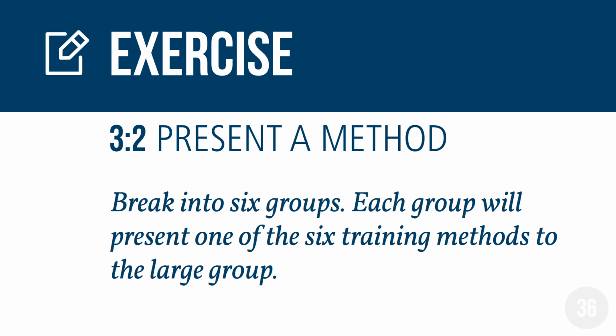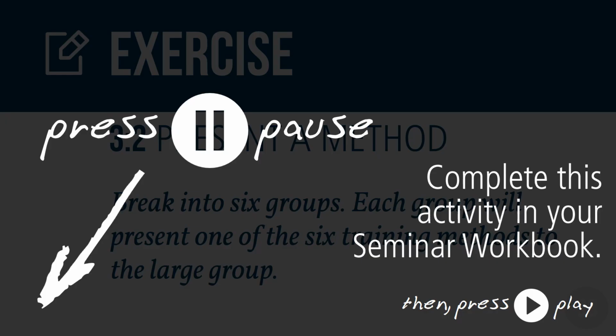Let's try an exercise. 3-2, Present a method. Break into groups. Each group will present one of the 6 training methods to the large group. For online learners, take this time to use the space provided in your seminar workbook to jot down your own notes about each of the 6 methods as they're outlined in the previous pages of your workbook. Press pause now and complete this activity in your seminar workbook. When you're finished, press play to continue the seminar.